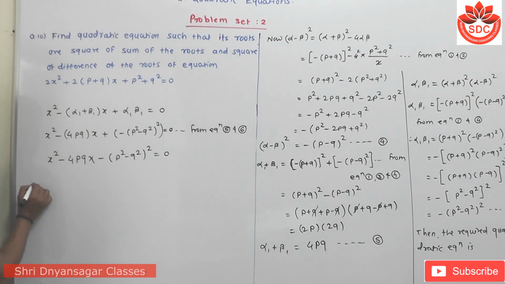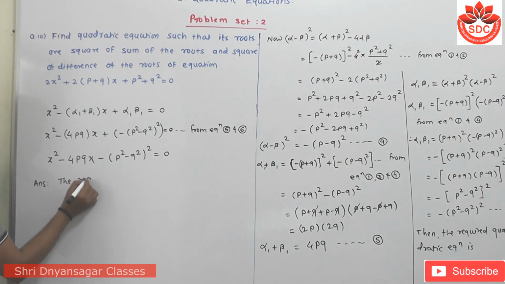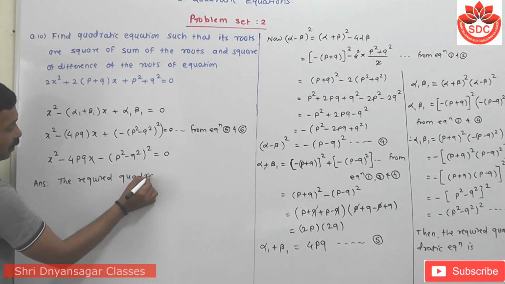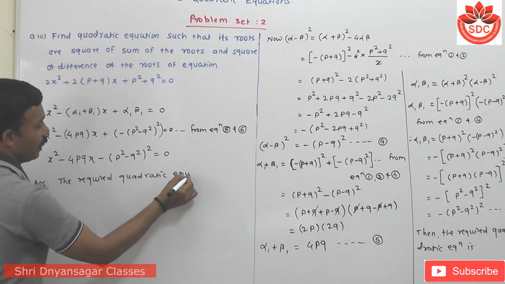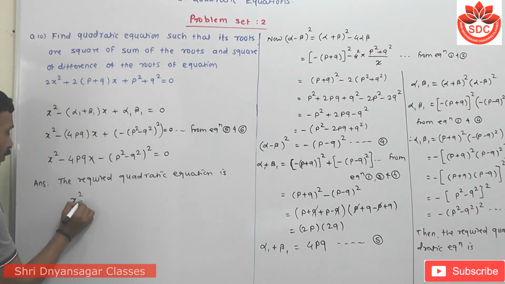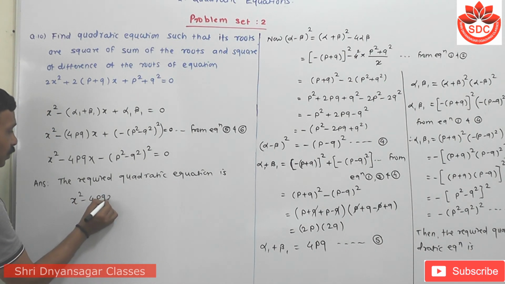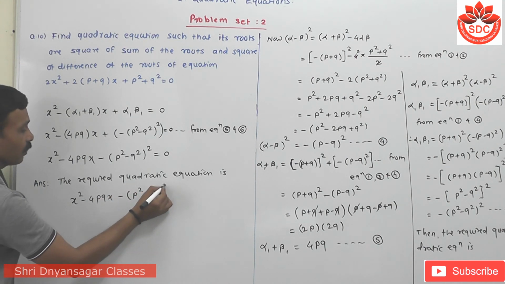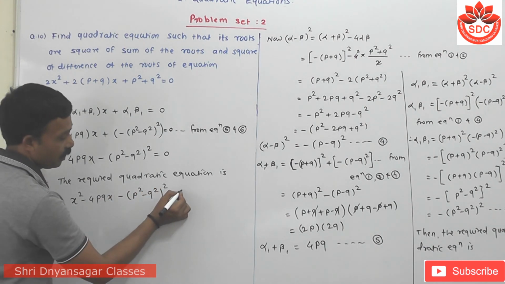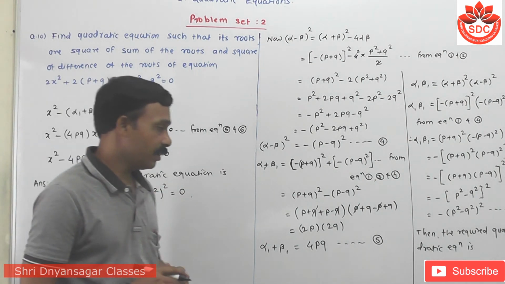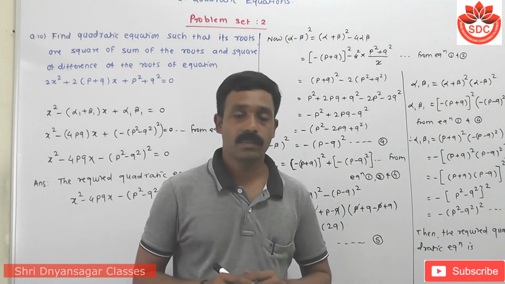So we write the answer in a full sentence. Answer: the required quadratic equation is x square minus 4pqx minus in bracket (p square minus q square) whole square is equal to 0. Student, this is our question number 10. Now we see the next in the remaining questions.